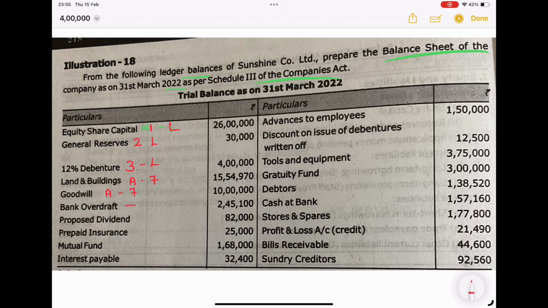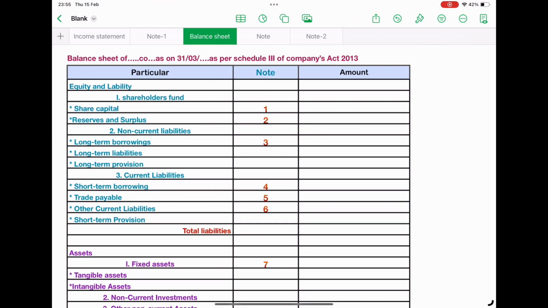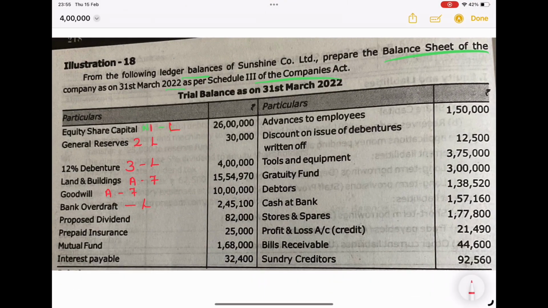So it is a short term liability, so we are going to consider this in short term borrowings. Short term borrowings, yes. Note 4.